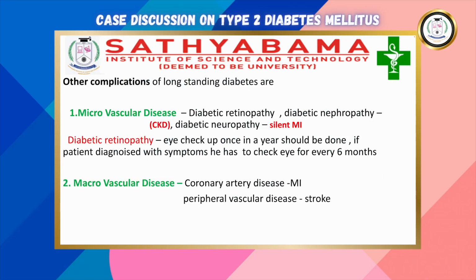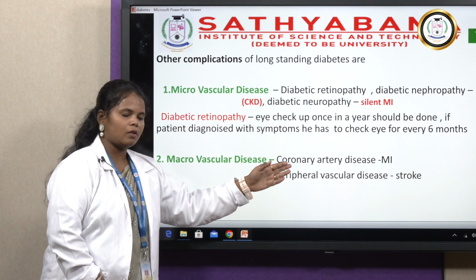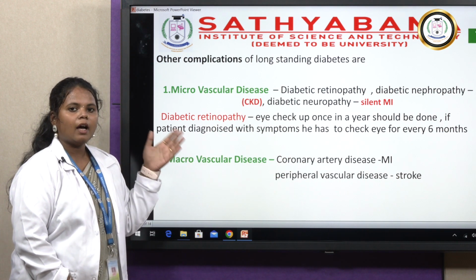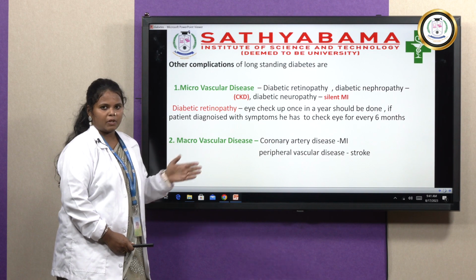And coming to the second, macrovascular disease like coronary artery disease, myocardial infarction, and peripheral vascular disease like stroke. So these are the complications a patient can get if the diabetes is not treated properly.